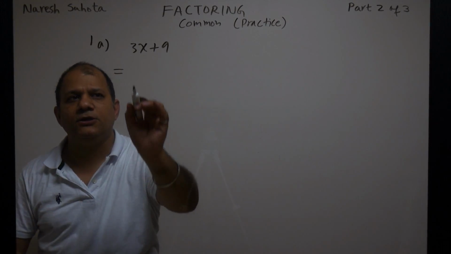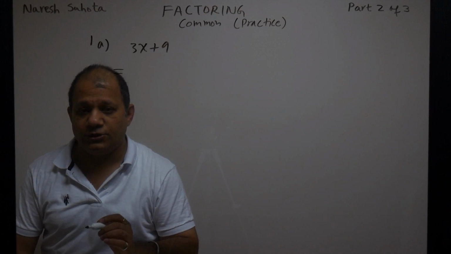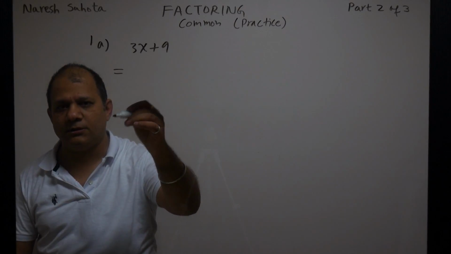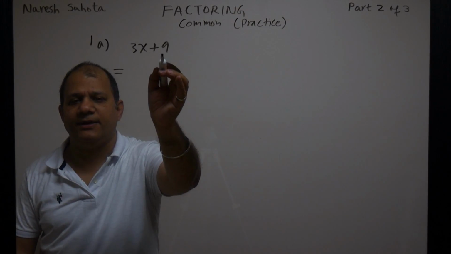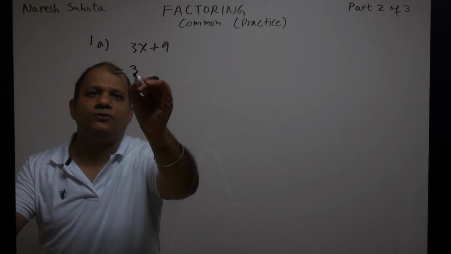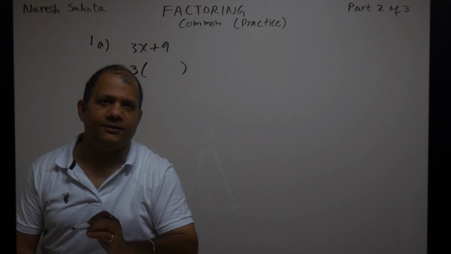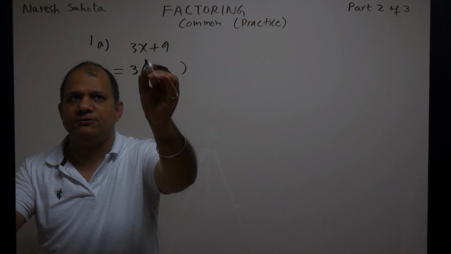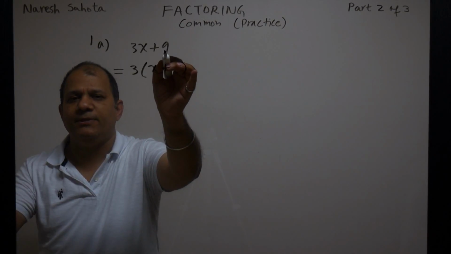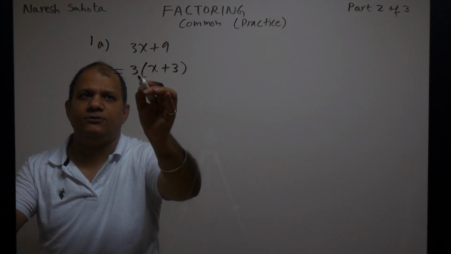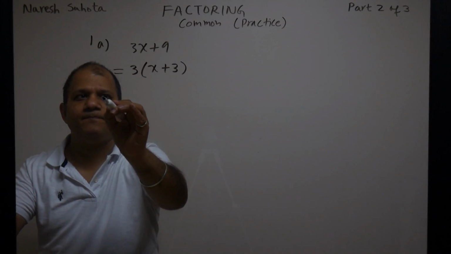Factor this. Look at both terms. In this case there is a number which is common, right? You want to pull out the highest number possible. That number is 3. 3 goes into itself and it also goes into 9. So 3 is our common factor. Then what are the two terms left in the other factor? 3 times what gives me 3x? 3 times x. And then 3 times what will give me 9? It'll be 3, right? So 3 times 3 is 9.